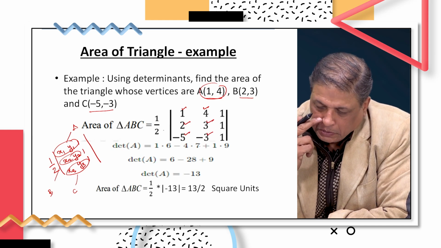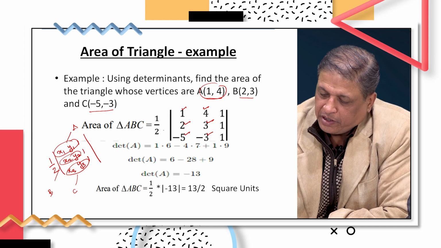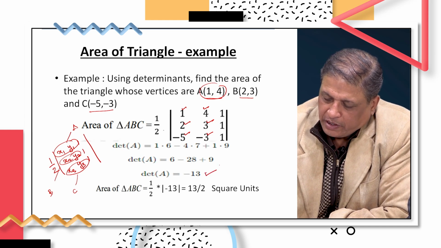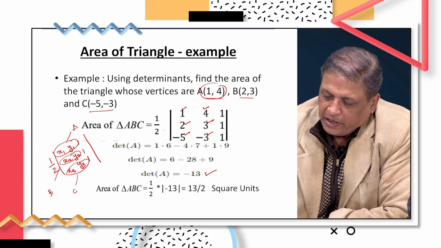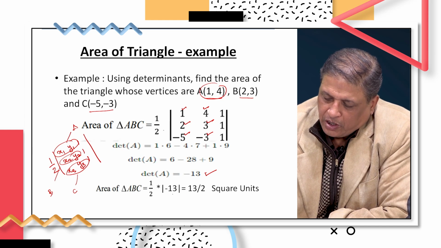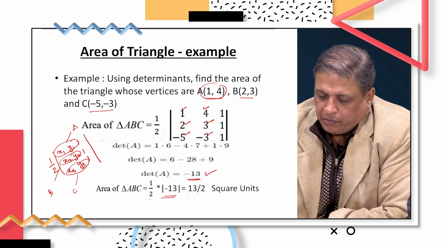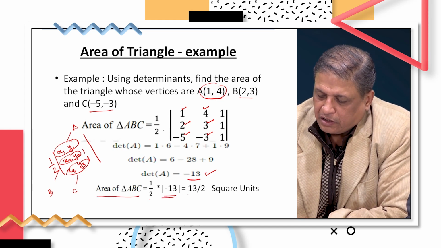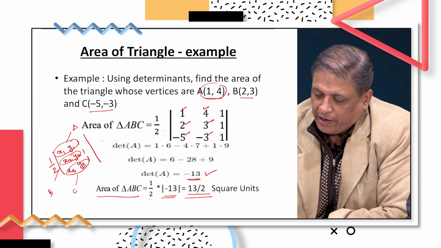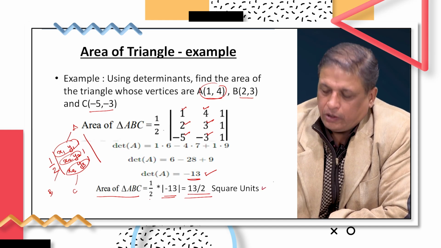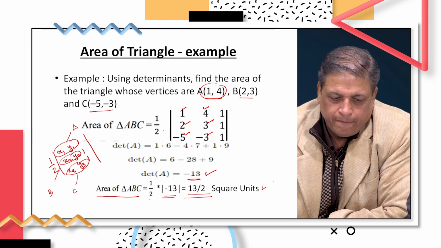Now we solve the determinant as we have discussed how to solve a determinant. In the last slides, we get the determinant value equal to -13. But the area can never be negative, so we take the modulus. Half of this determinant means the area of the triangle ABC turns out to be 13 divided by 2 square units. I hope you learned how to calculate the area of a triangle.